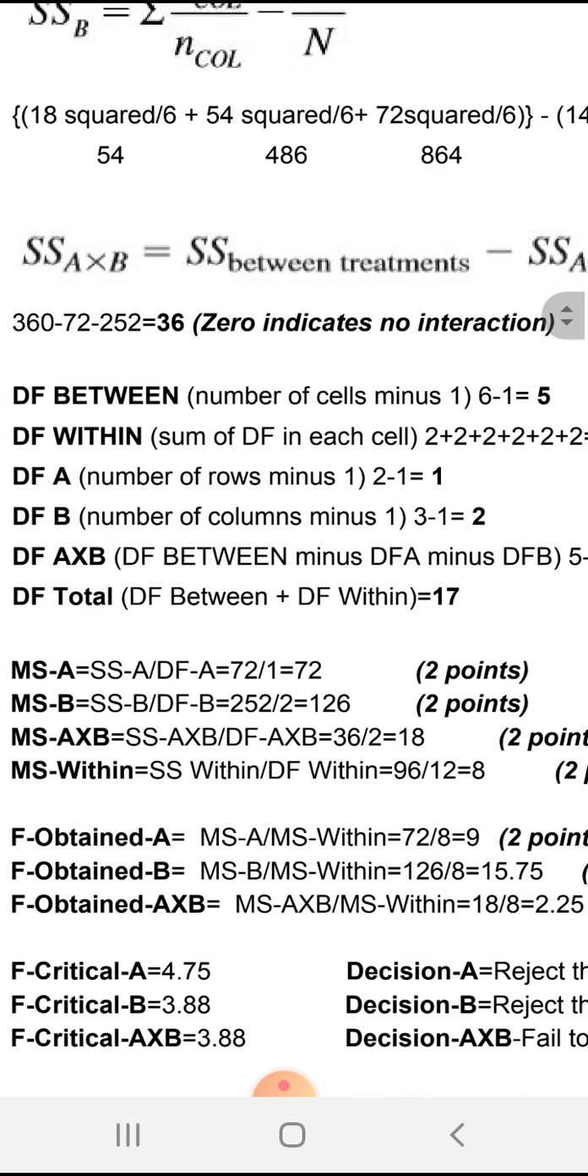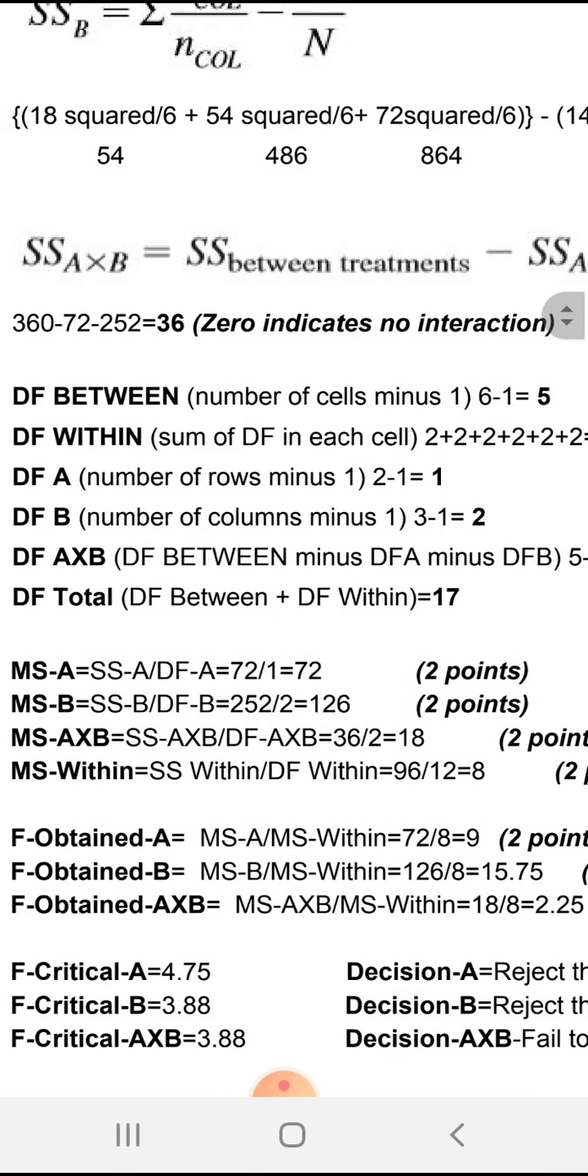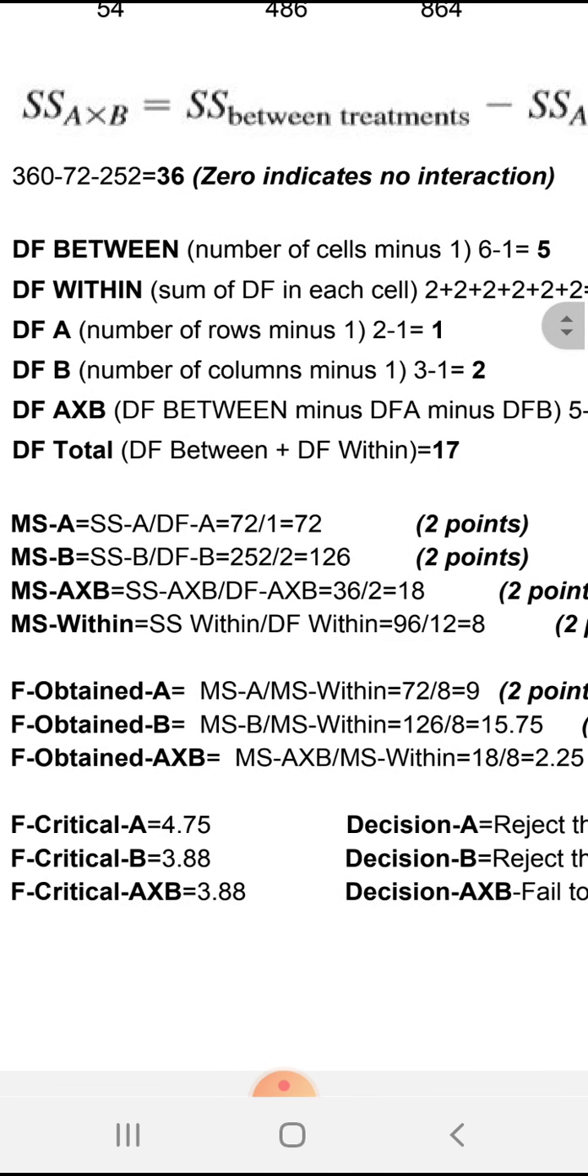And for DF total, it's simply DF between plus DF within. And that equals 17. Right? 12 plus 5 equals 17. So now we need to get 4 mean squared values.